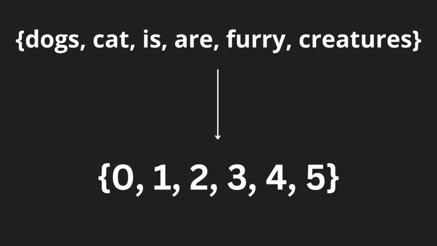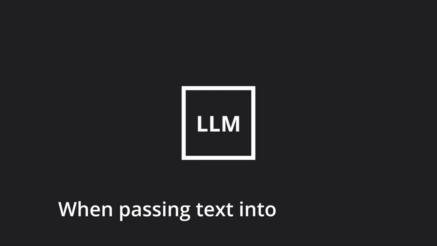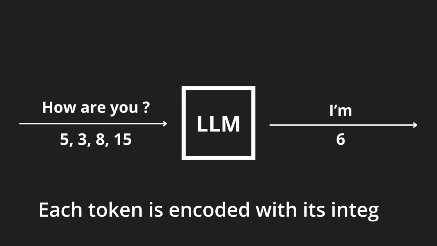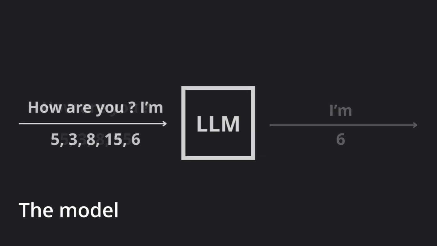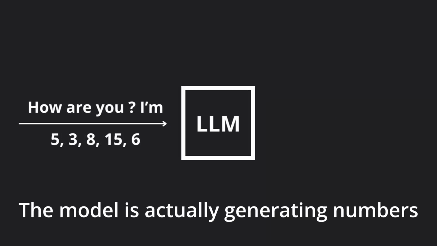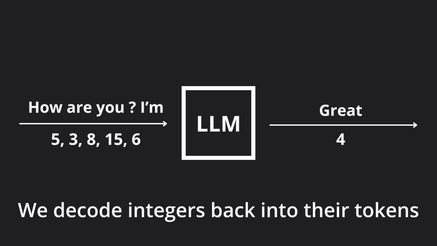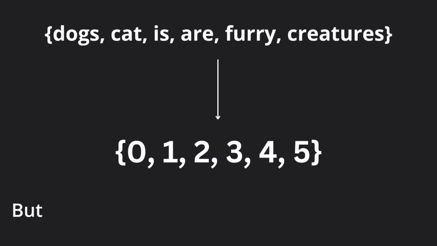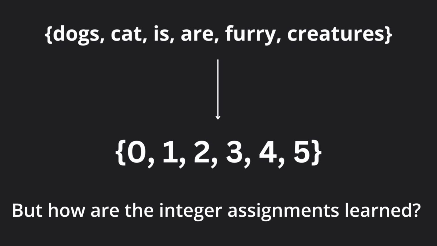We can see that for every token in the vocabulary, there is a corresponding integer. When passing text into the model, each token is encoded with its assigned integer. The model is actually generating numbers, and we decode the integers back into the corresponding tokens. But how are the integer assignments for each token learned?